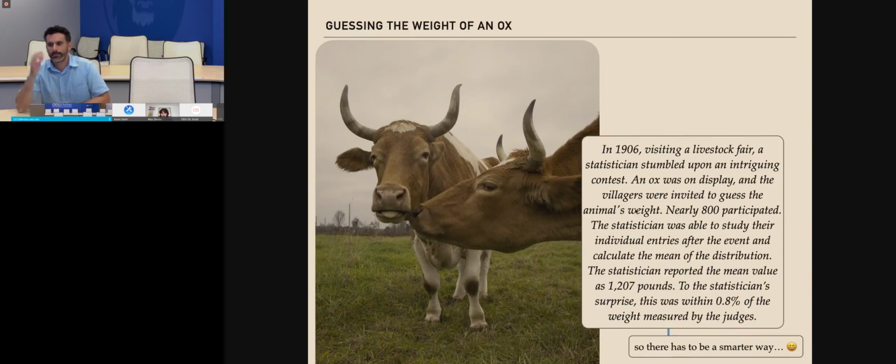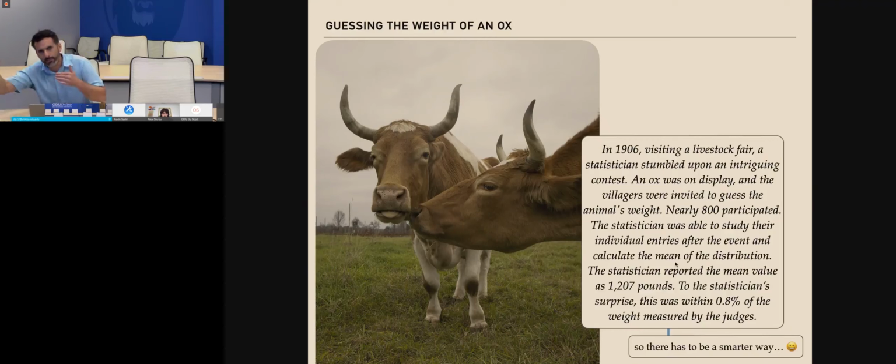And you can guess that, okay, if you're really good with oxen, perhaps you can get a good estimate, but in reality, nobody really knows the weight of the ox, right? This is not interesting. The interesting thing is that approximately 800 people participated, and so they just guessed the weight. And then the statistician afterward decided to look at the data, and so the statistician had access to the 800 responses, and then calculated the mean of the distribution.